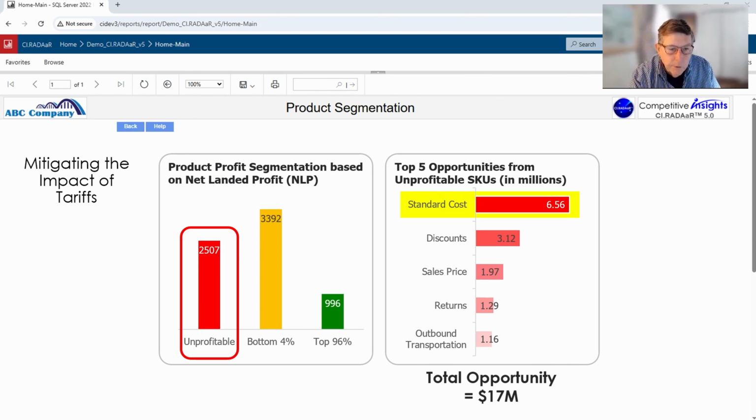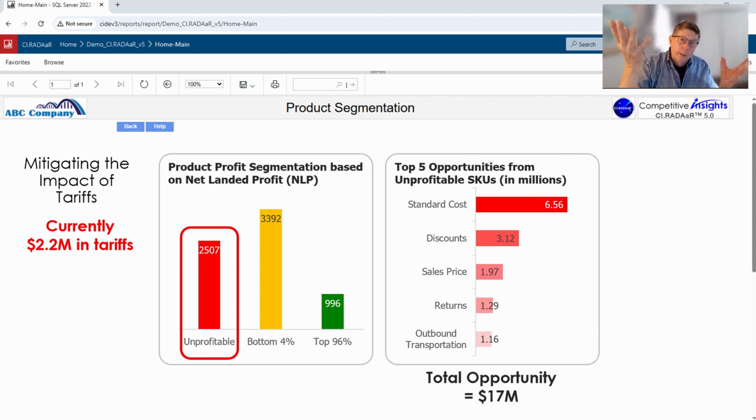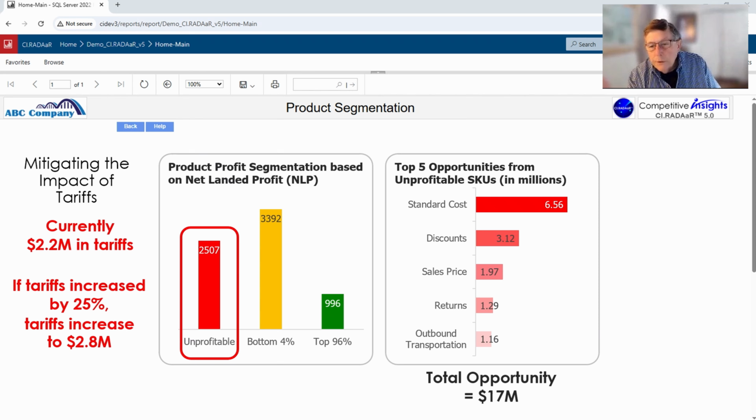For tariffs, we are currently spending $2.2 million in tariffs, but now for those unprofitable products, the tariffs are going to be raised by whatever percent, just as a scenario. Out of 2.8 million, you got 17 million of opportunity to mitigate those tariffs. So the reality of it is, with the unprofitable products, you got a problem whether you've got tariffs or not.